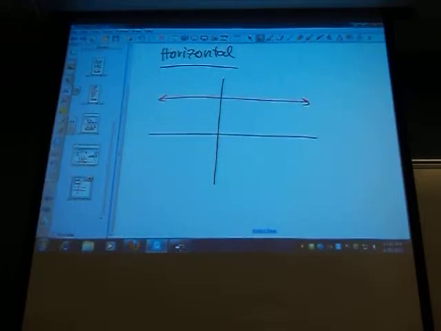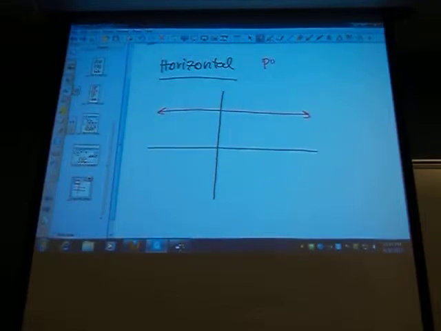The points all have the same y value. Now, if you see points that have the same y value, they must be on a horizontal line. Okay? Now, the line is actually defined by what that y value is.